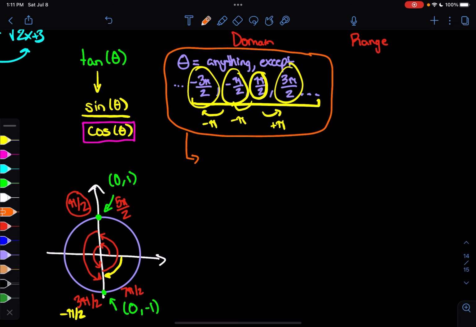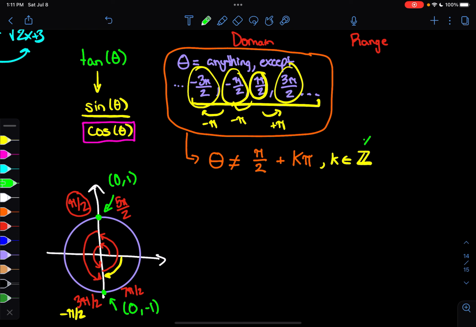I could say that the domain is any theta that is not equal to pi over 2, or any pi multiple of that. Actually, yes, any pi multiple, right? So what does this mean? And what is this k? I'm going to say k is what we call an integer.